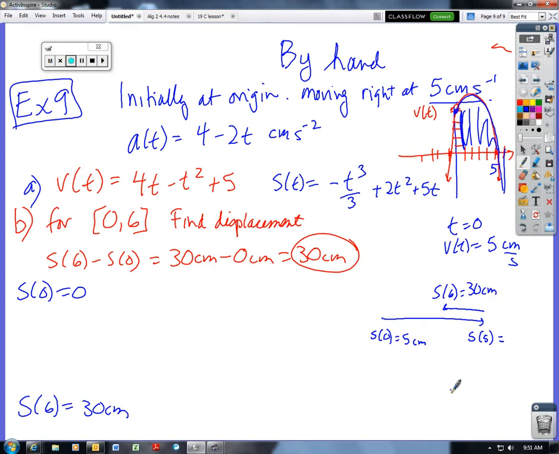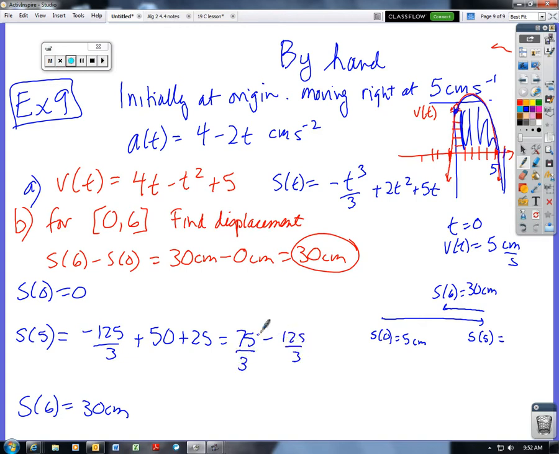So that's good news. All we have to do is find S of 5. That's the only time it turns around, and we already know the initial position and the final position. And we have a formula for S of 5, or for S of t. So plug 5 in, that's negative 125 over 3, plus 5 squared is 25, times 2 is 50, and then 5 times 5 is 25.